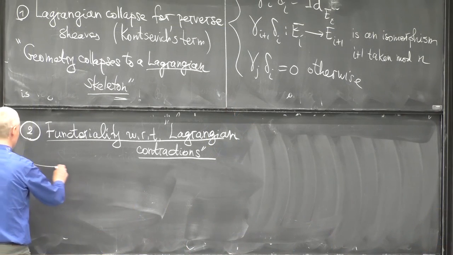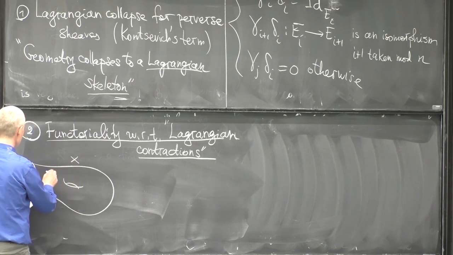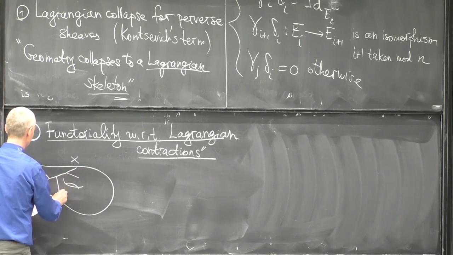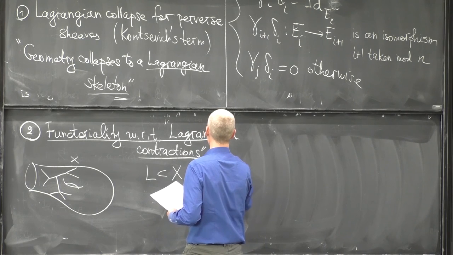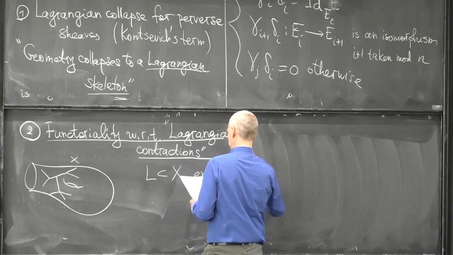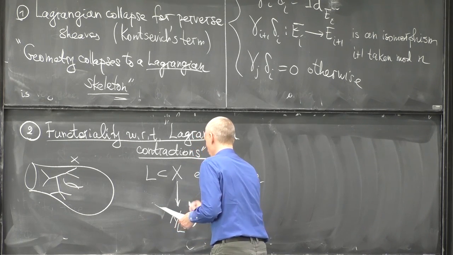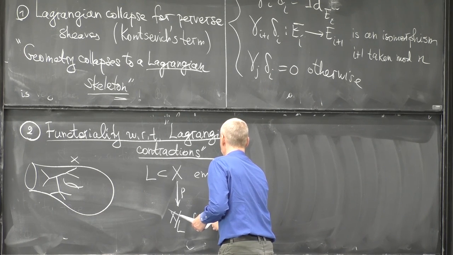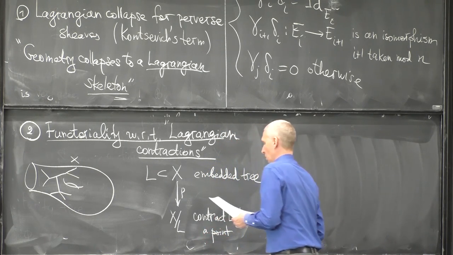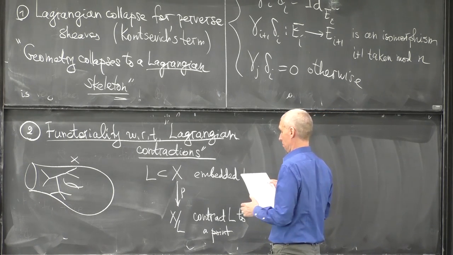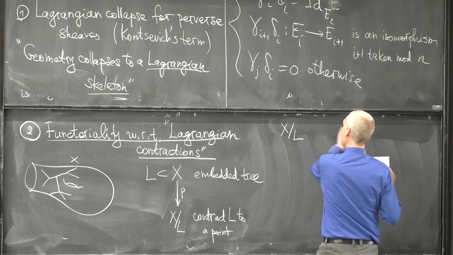So let's consider the following situation. Again, let me consider an algebraic curve or a Riemann surface X, and inside it consider a graph which is a tree. Suppose L inside X is an embedded tree. Then we can collapse this tree to a point, called X mod L. So just contract L to a point. Then it will still be a topological surface. X mod L is no longer a complex manifold in an obvious way, but it's a topological surface.